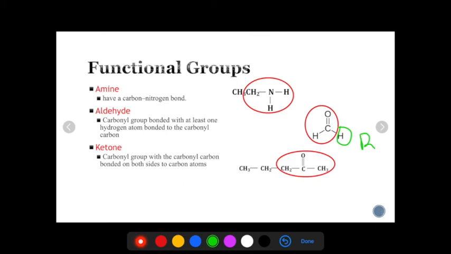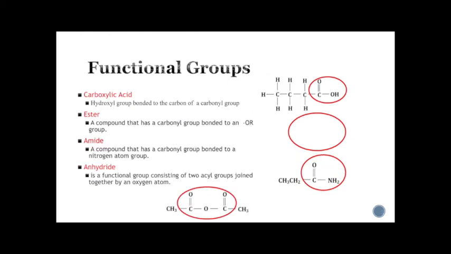Okay, and then a ketone will have a carbonyl carbon bonded to two different carbons. So we have a carbon here and a carbon here. Okay, so that's what makes it the ketone. Okay, carboxylic acid, we have the carbonyl carbon attached to an OH group. So that's a carboxylic acid. So that wouldn't be considered just an alcohol like we saw earlier with the OH attached to the carbon chain. And then an ester is a carbonyl carbon attached to an OR group.